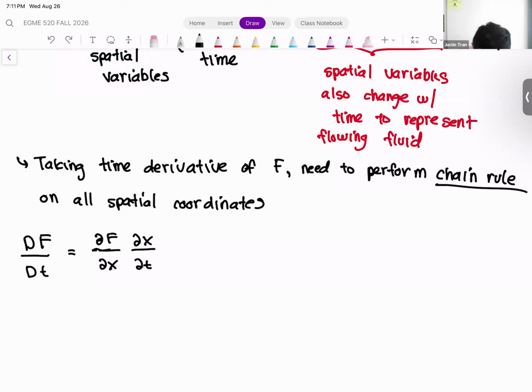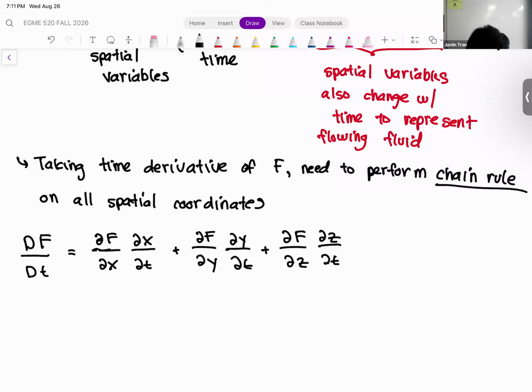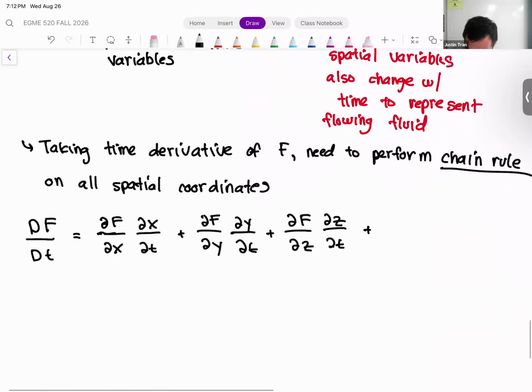And so we have the exact same thing for y. So we have partial f partial y, multiplied by partial y partial t, due to our chain rule. Same thing with z: partial f partial z, partial z partial t. So those are all the derivatives of f with respect to the first three variables, x, y, and z. And then we have the derivative with respect to time, and that's just partial f partial t.